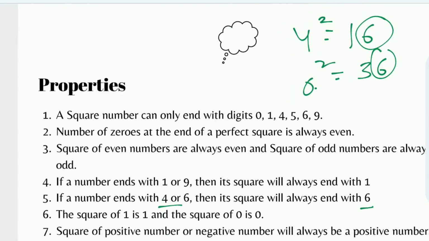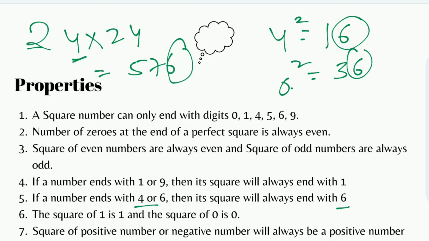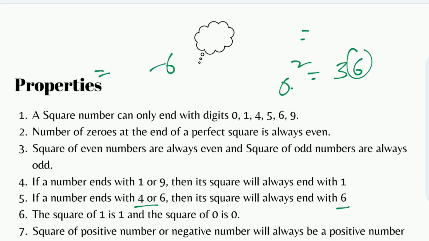For example, if I do 24 into 24, 24 square becomes 576. The unit place will always be a 6. Because why? The unit place has 4 and 4. So 4 into 4 becomes 6. Right? Perfect. You can always take an example and see in case you have any particular doubt.